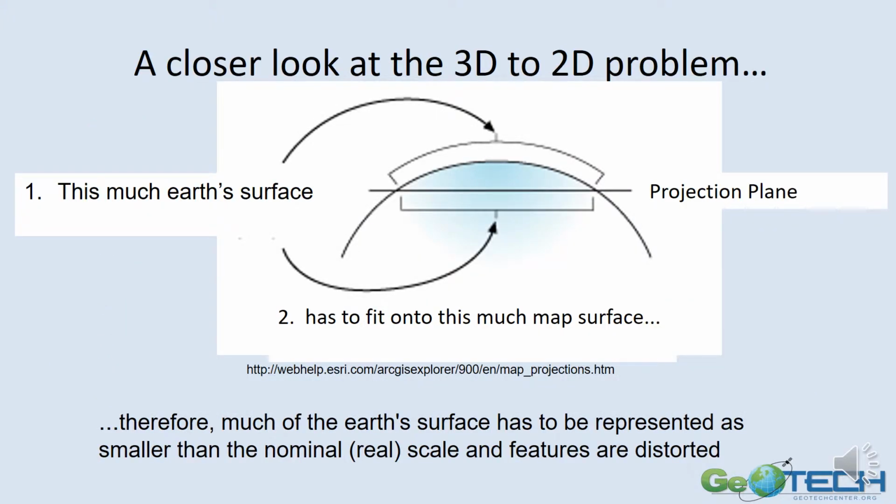A little bit closer look, if you think about a globe again and the amount of surface on the Earth that a globe covers from one point to the other, and then you create a flat projection plane in that surface, you can see that you have more details that need to be somehow squeezed into a smaller area.